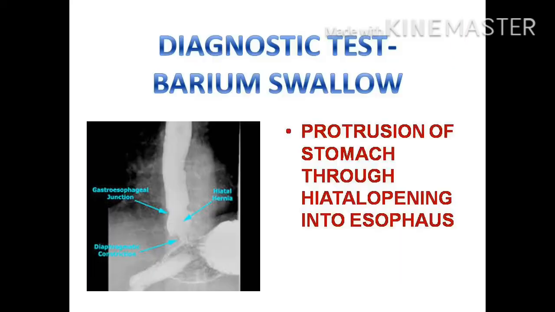And how will this disease be diagnosed? This disease will be diagnosed by barium swallow. So we can easily see the protrusion of the stomach mucosa through the hiatal opening into the esophagus. Let's see about the nursing management.